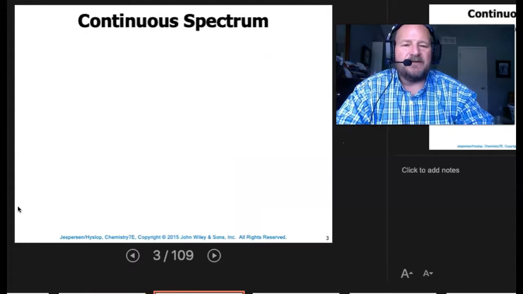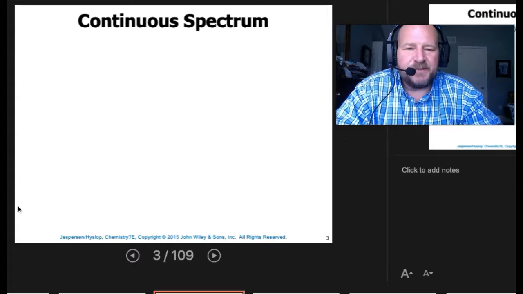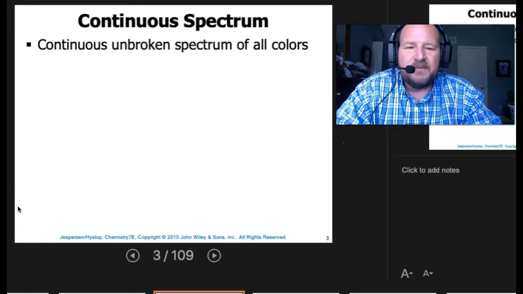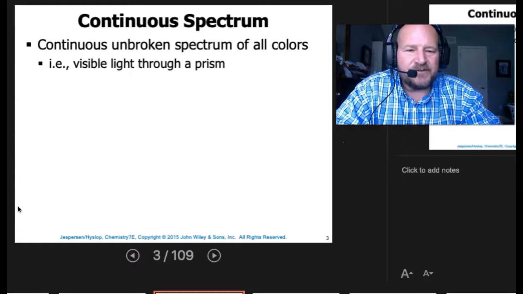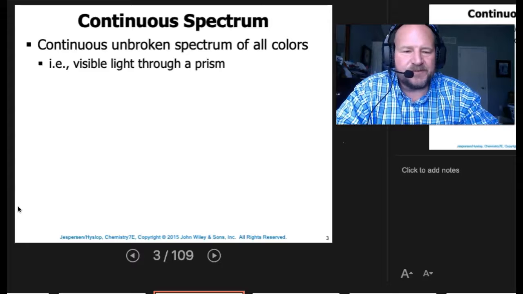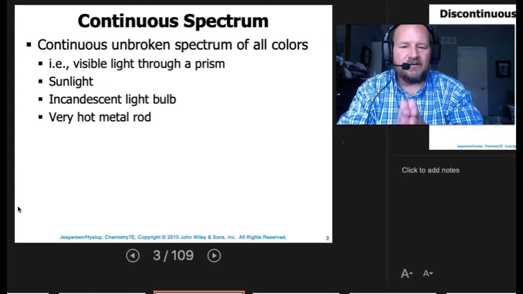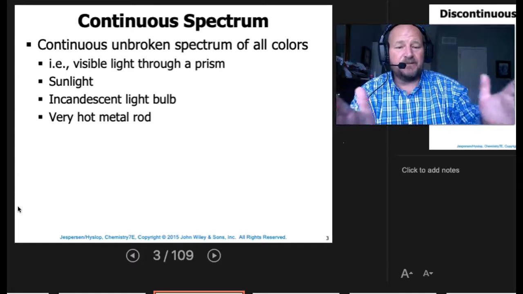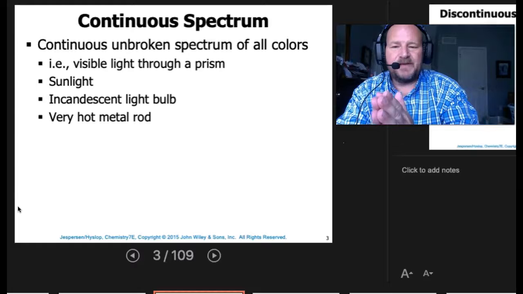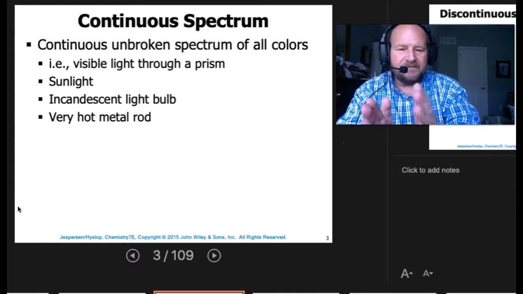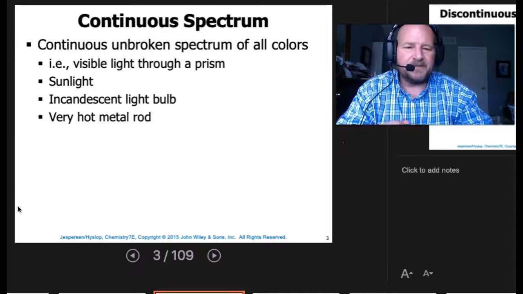All right. Now, the other thing we want to look at is the continuous spectrum. So a continuous unbroken spectrum of all the colors. So for instance, visible light through a prism, sunlight, an incandescent light bulb, a very hot metal rod. Even though that hot metal rod is the reds and maybe doesn't cover into the blues, it's going to be a continuous spectrum. So it's every wavelength, if you think of it as being chopped up.